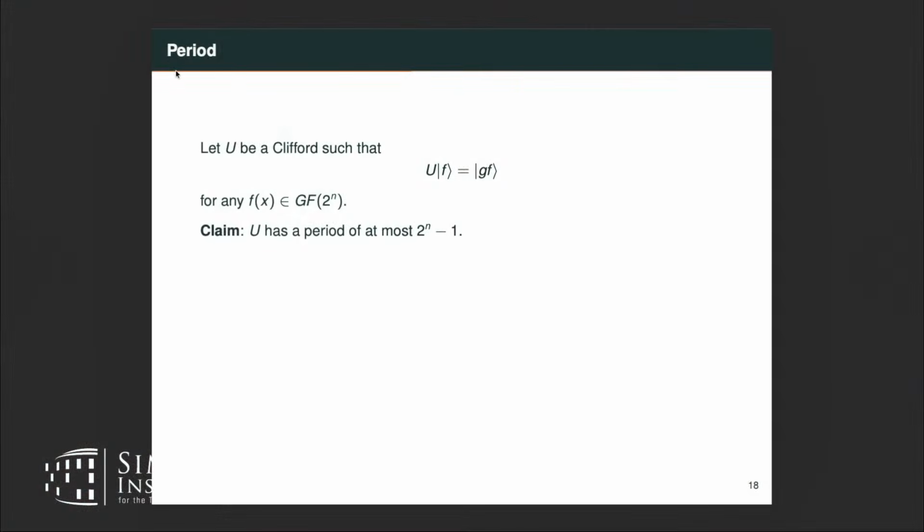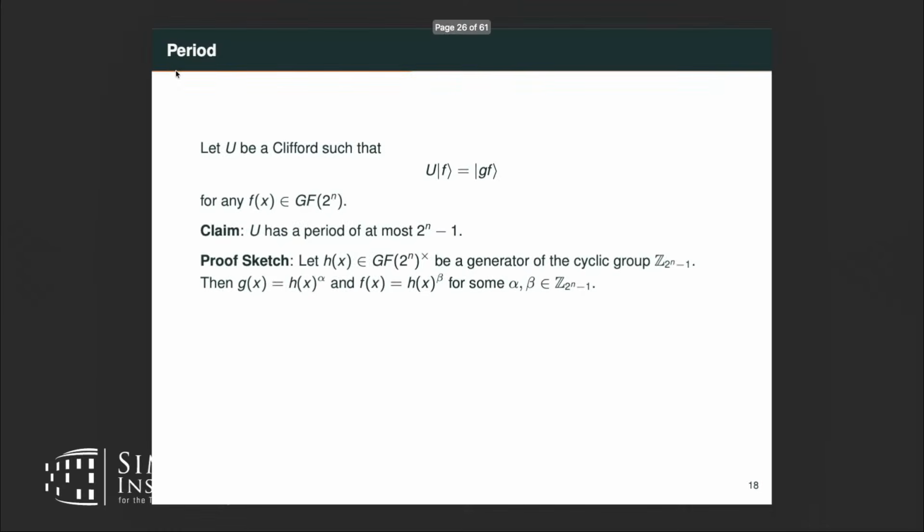And moreover, this U has a period of at most 2 to the n minus 1. Well, it's sort of obvious if you know the order of the cyclic subgroup, but what is the reason? Imagine you pick some generator of this cyclic group. Let's call it h of x. You write down g of x as this generator raised to some power, and f of x as this generator raised to some power, where alpha and beta are some integers.